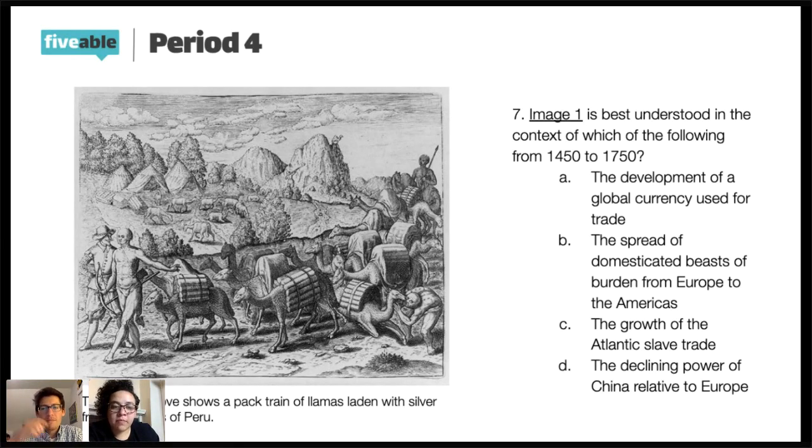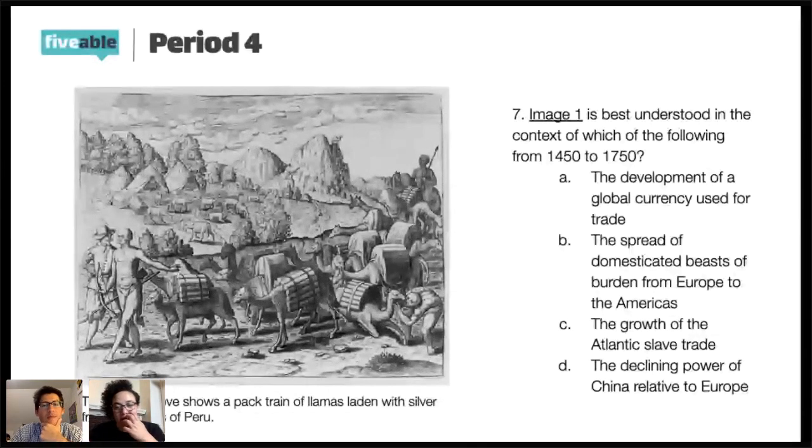Just keep in mind, y'all, even if you know that something is true, stick to the document that they're giving you. They're literally asking which of the following best describes what's going on in this picture, not just what's going on in the world. So in the picture, I see silver. So I immediately go to A because I see currency. People are rolling in the dough, in silver.